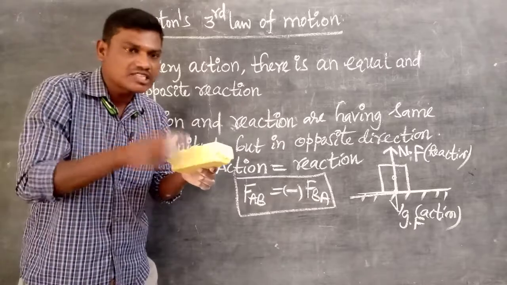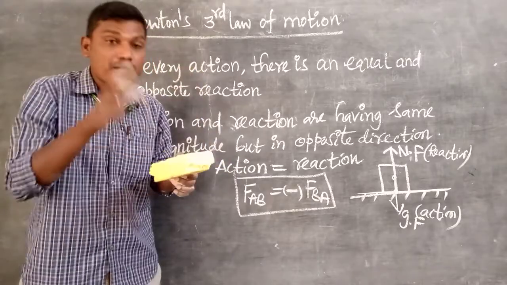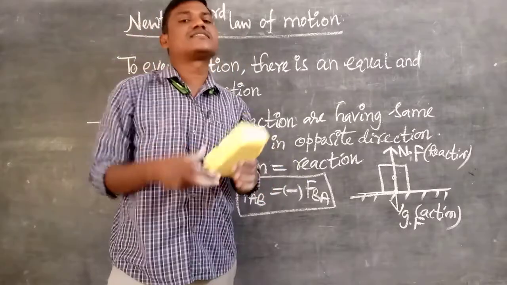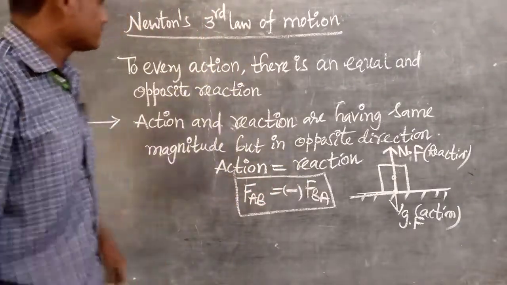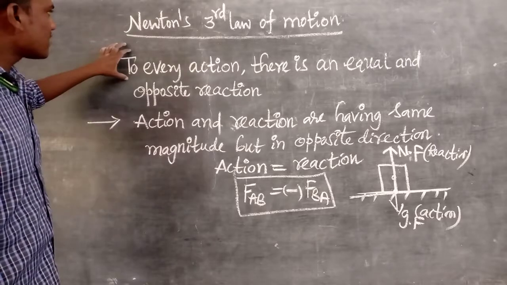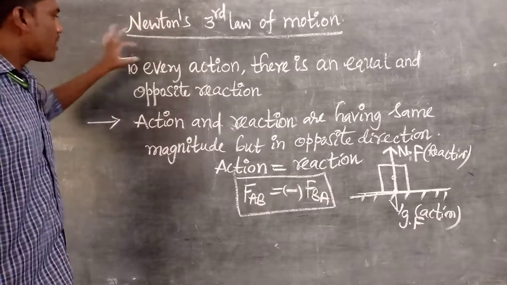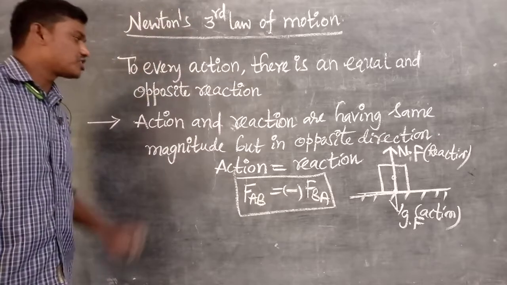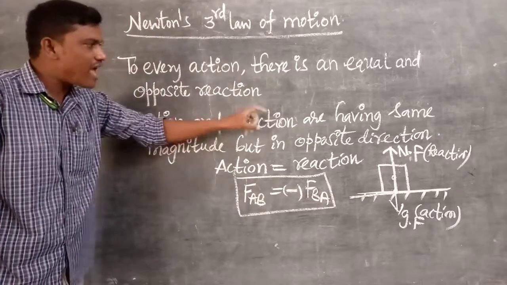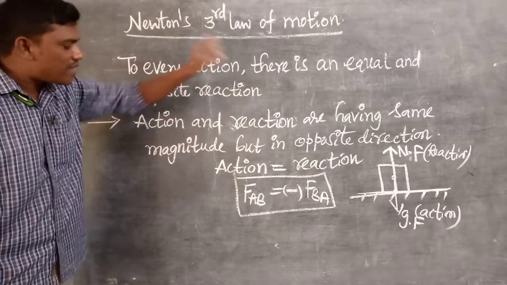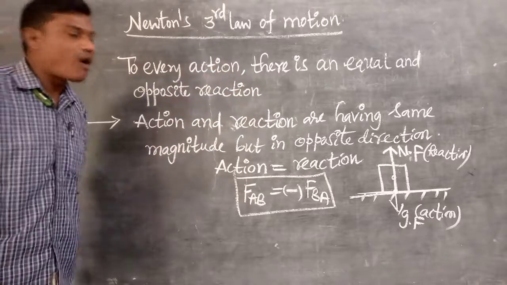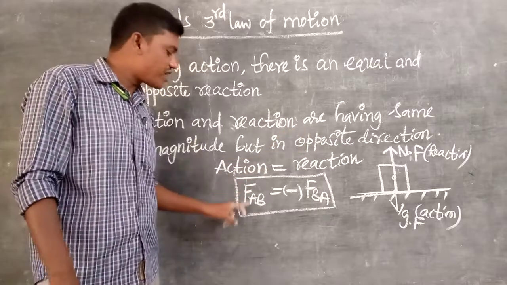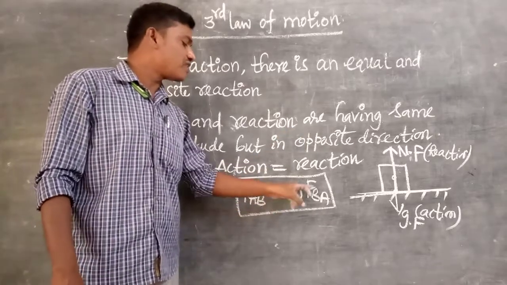So action and reaction forces act simultaneously, but these two are acting on different bodies, not on a single body. That is one. So what is Newton's third law of motion? To every action there is an equal and opposite reaction. Action and reaction have the same magnitude, but in which direction? Opposite direction. Action is equal to reaction. F of AB is equal to minus F of BA.